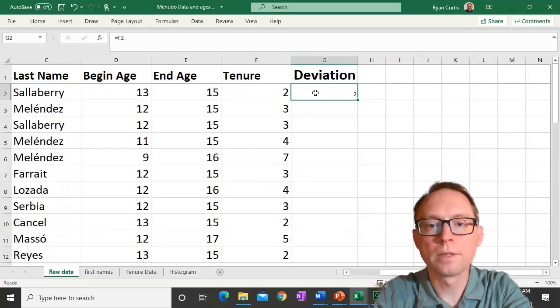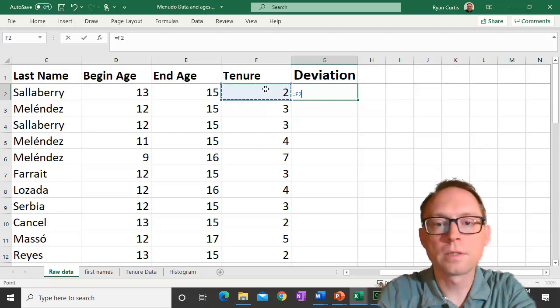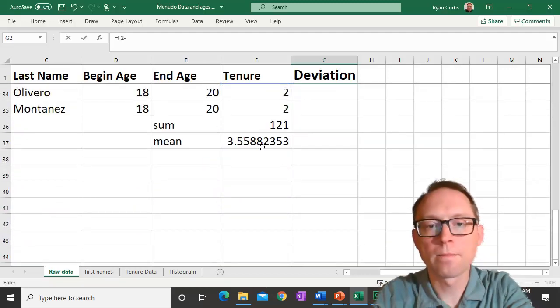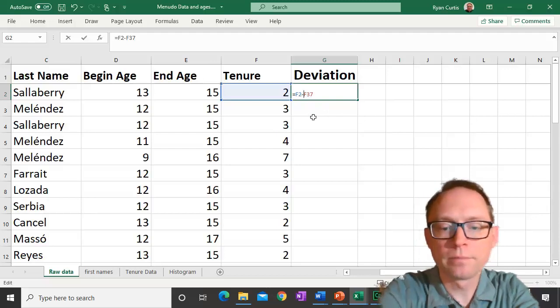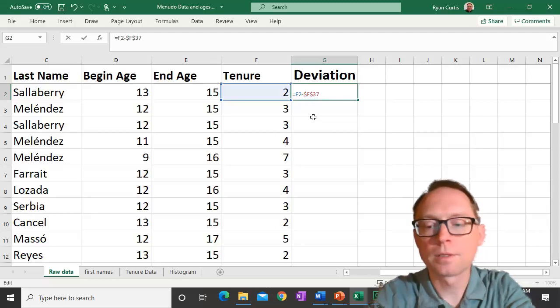Oh, I did it wrong. Equals this minus the mean. Okay? What I'm going to do right now in my Excel is put some dollar signs in there. That says if I move this around, it's going to stay exactly the same place. I don't want the mean to move.